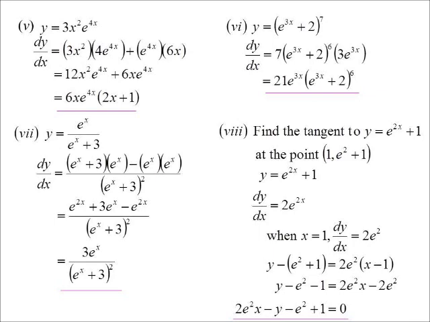Now, be careful. The sort of mistakes I see with this sort of question is, for the slope, people substitute in the 2e to the 2x rather than subbing in the x equals 1. So be careful with that. Make sure you actually find the value of the slope.